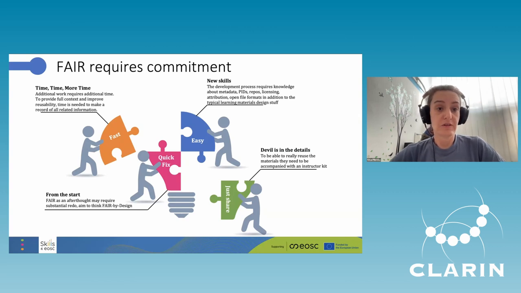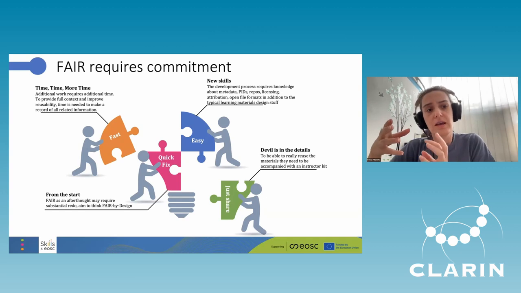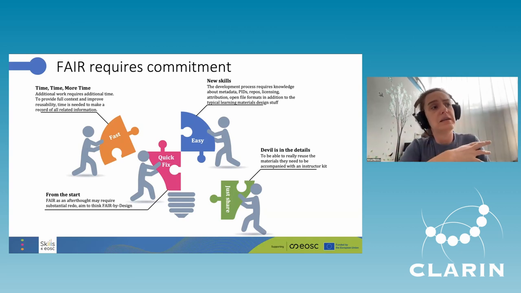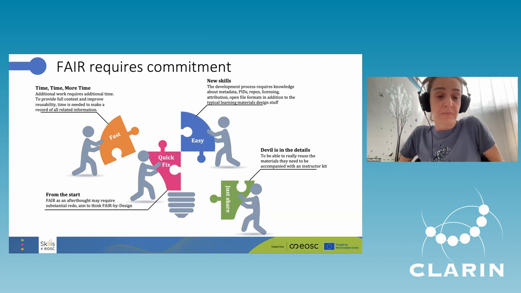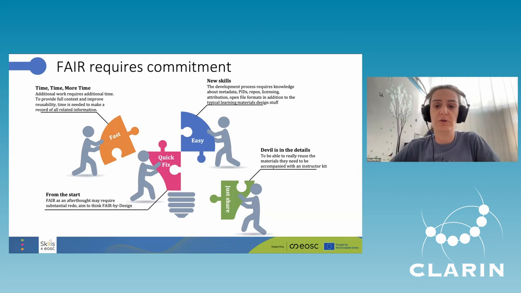In order to do it most effectively, the idea is to start thinking about FAIR from the beginning. Because if you produce all of the learning material and then in the end you say, ah, okay, I want to make them FAIR, then this will mean going back to the beginning and redoing many of the steps in order to make the material FAIR. If you think about FAIR from the start, so you think FAIR by design, then you will be able to introduce the FAIR concepts right in the places where you need to do it, so that in the end, your work is FAIR and you can share it with others.